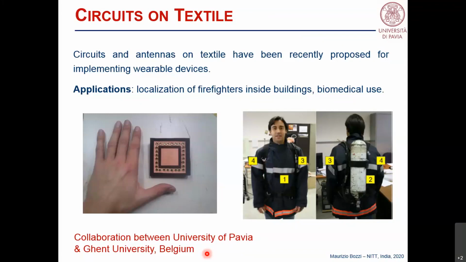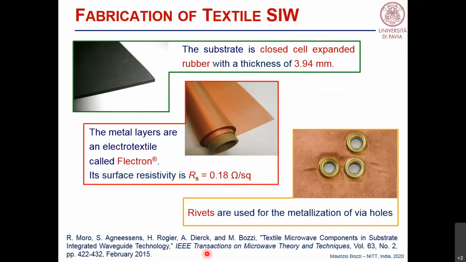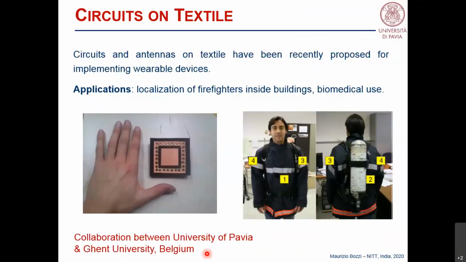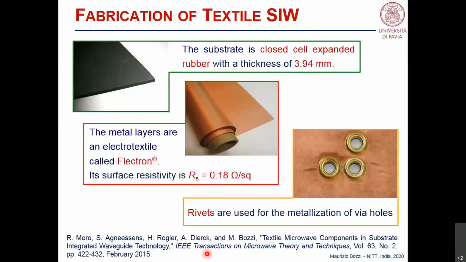And one of the critical aspects for these localization systems was the antenna, because when they try to use patch antennas, the mounting of the patch antenna on body created a significant degradation of the performance. So what we did was using an SIW cavity-backed antenna. How do you implement a SIW structure on textile? Well, the idea in this case was using as a substrate the infill of the jacket of the firefighter.